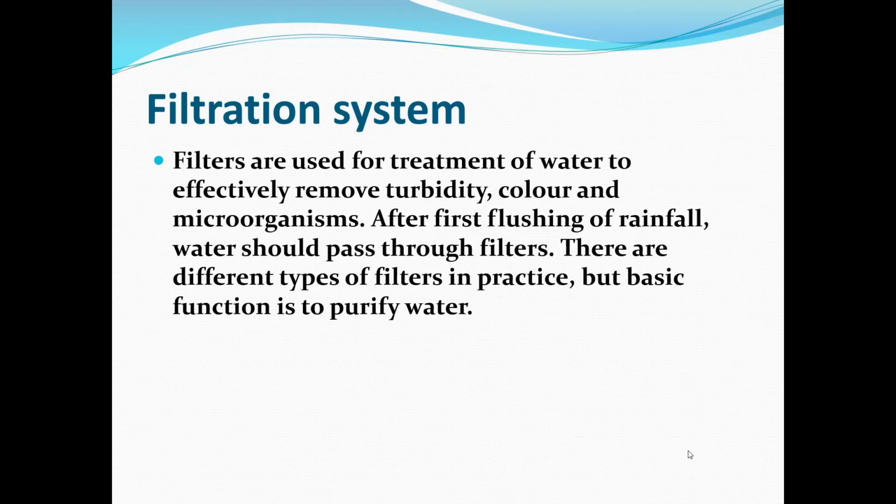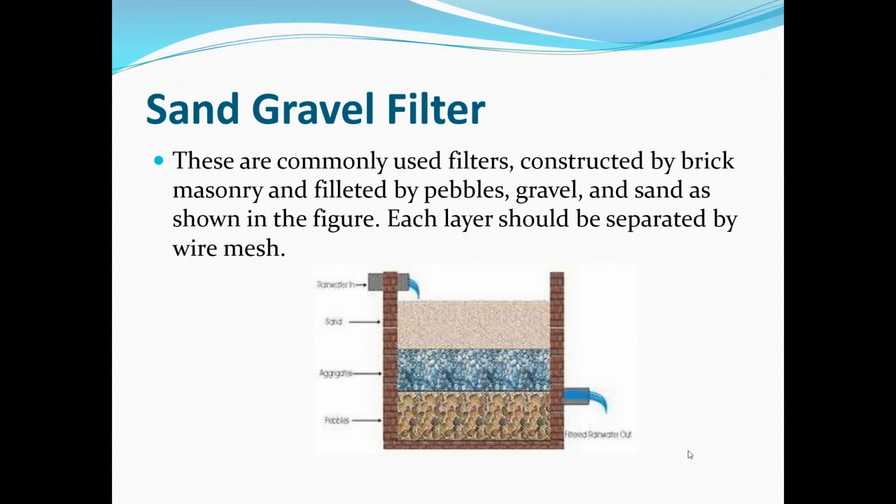Filters are used for the treatment of water to effectively remove turbidity, color, and microorganisms. After first flushing of the rainfall, water should be passed through the filters. There are different types of filters in practice, but the basic function is to purify the water. First is the sand gravel filter. This is a commonly used filter constructed by brick masonry and filled with pebbles, gravel, and sand, as shown in the figure. Each layer should be separated by wire mesh.